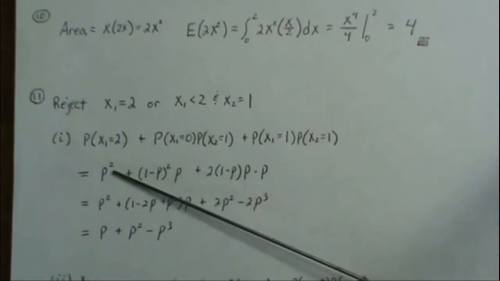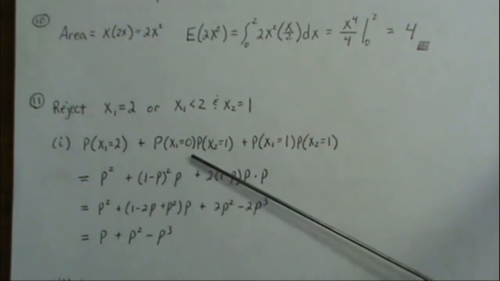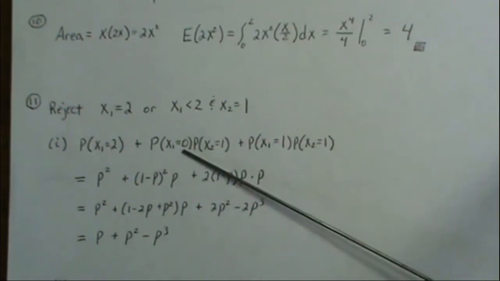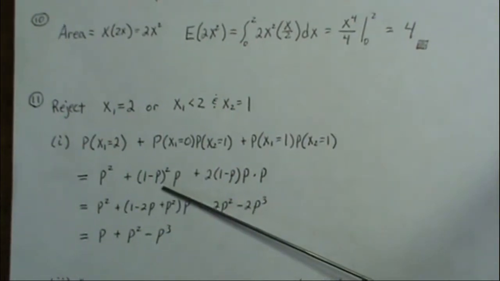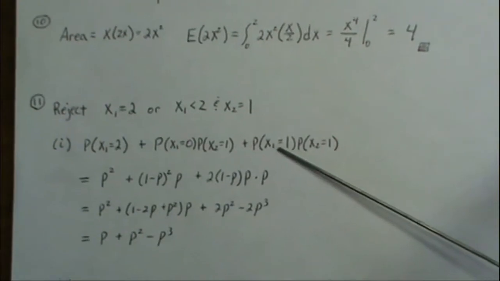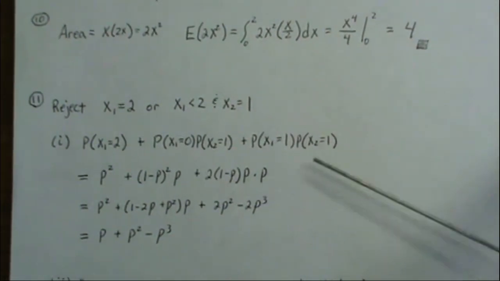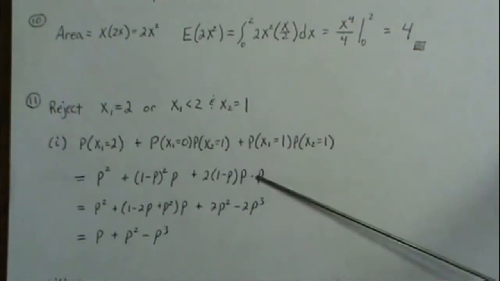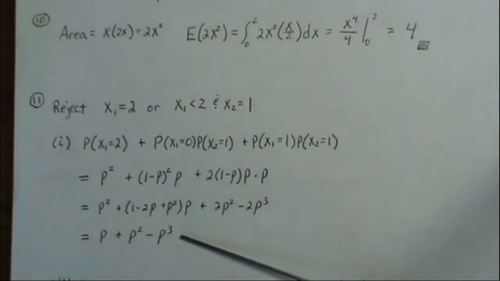So the probability that both are defective is p times p. Here, 2 items both not defective is 1 minus p squared. The probability that 1 is defective is 2 times 1 minus p times p, and then that is p. And then this simplifies to this, which is the answer.